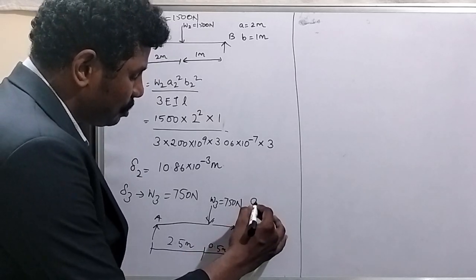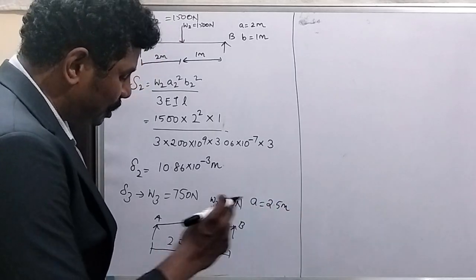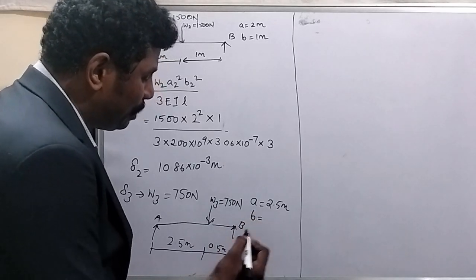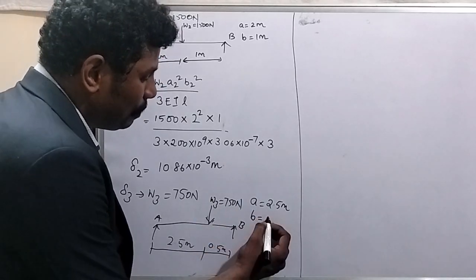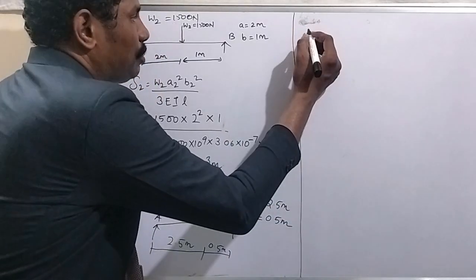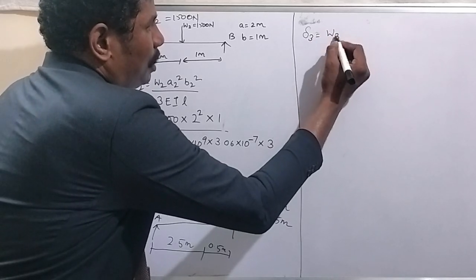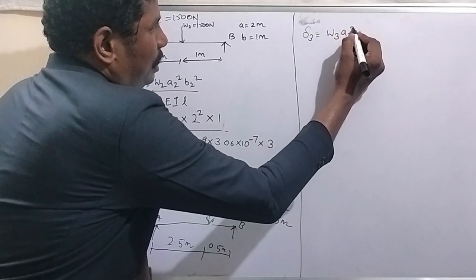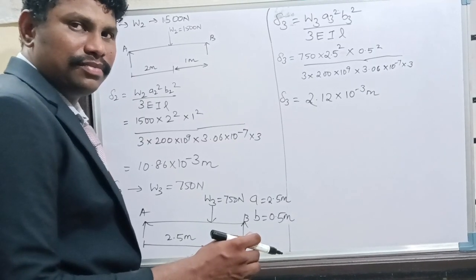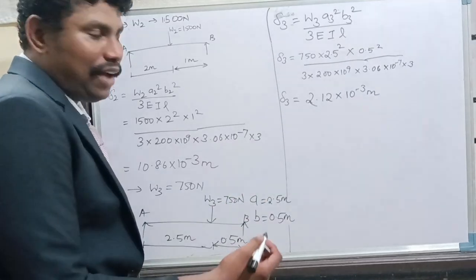So in this case A will be equal to 2.5 meter. So we know that A is nothing but the distance of the load from the left support, and B will be nothing but the distance of the load from the right support. So B will be 0.5 meter. So we know the formula. So delta 3 will be equal to W3 A3 square B3 square divided by 3EIL. So we have calculated delta 1, delta 2 and delta 3 values.